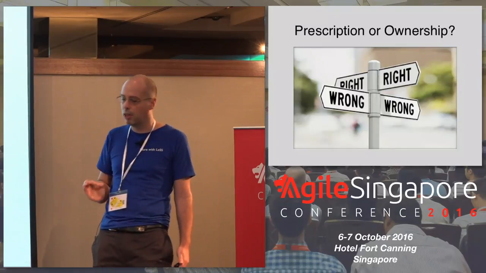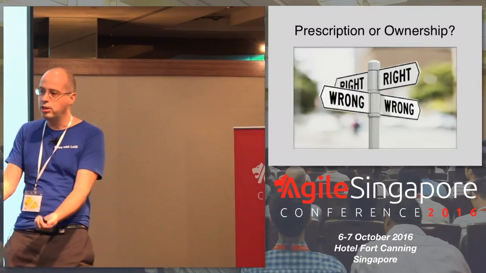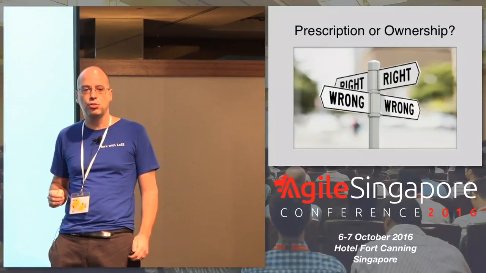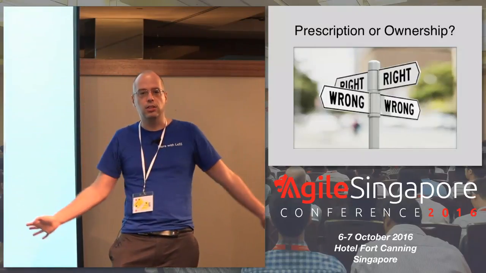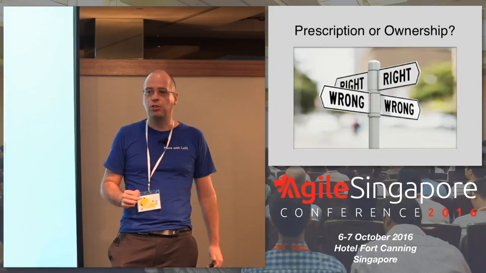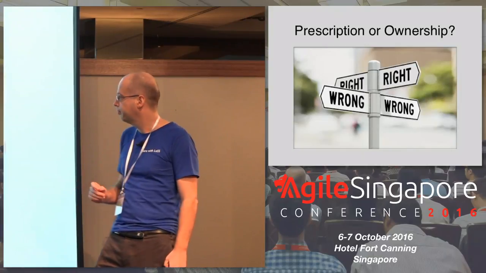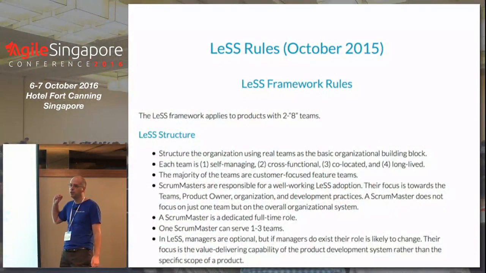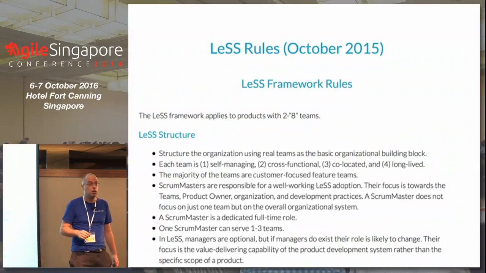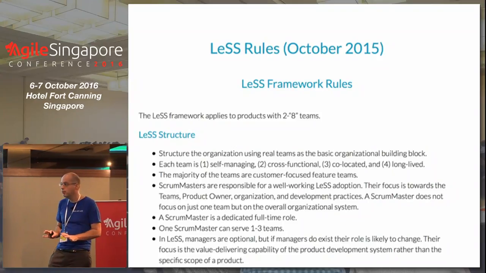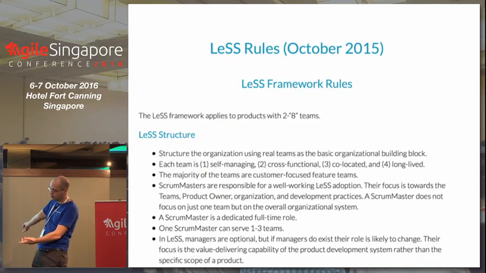We need to figure out what are the points where we generate that transparency. We need to add prescription there, and the rest, not at all, because we want the people to take that ownership and figure out themselves how they should work. So we created the LeSS rules, which is three pages, which is basically the things that you must do when you adopt LeSS. But now we have a problem because we have three pages of rules and 1,000 pages of experiments, and the gap is a little bit too big.